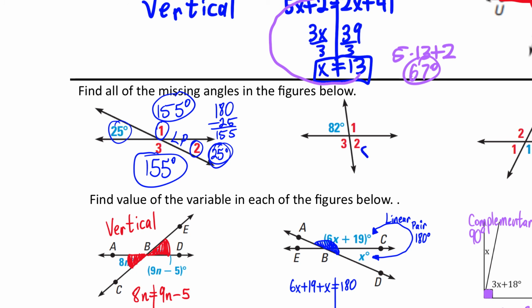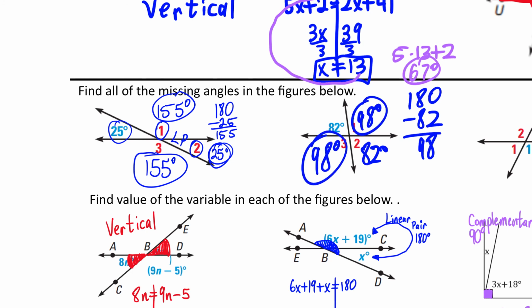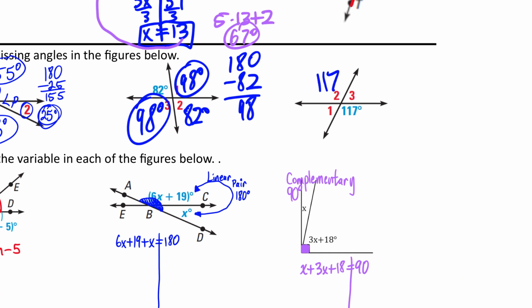All right, on this one, 82, 82. 180 minus 82 would be 98. 98. On this one, 117, 117, 63, 63.